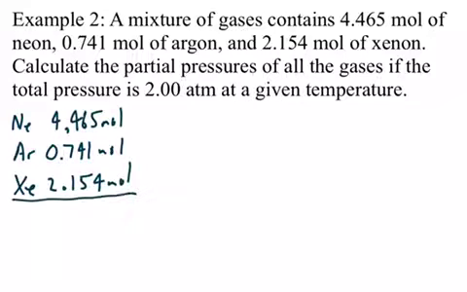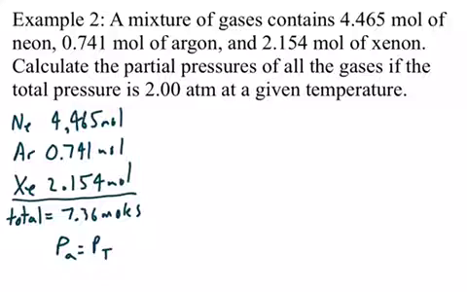And if you recall, if we add these numbers up, we can find the total moles. That's going to be 7.36 moles. Okay, now notice the question wants us to find the partial pressure of all the gases. We're going to end up having to use this formula. The partial pressure of gas A is going to be equal to the total pressure times the mole fraction of gas A. Now, notice they already gave us the total pressure, so that's given to us. What we're going to need to do first is find the mole fraction of each of these gases, okay?